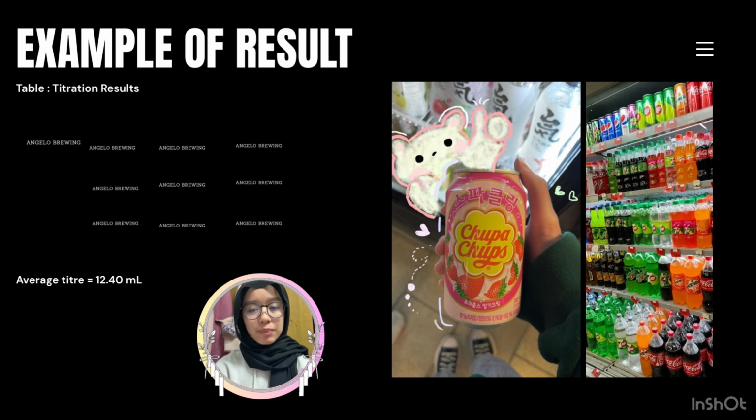Now, I will present an example of the result obtained from the volumetric analysis. This table shows the titration results for 3 trials. For each trial, the initial and final burette readings were recorded, and the volume of sodium hydroxide used, known as the titer value, was calculated. The titer values obtained are 12.40 ml, 12.30 ml, and 12.40 ml. Since these values are very close to each other, the results are considered consistent and reliable.